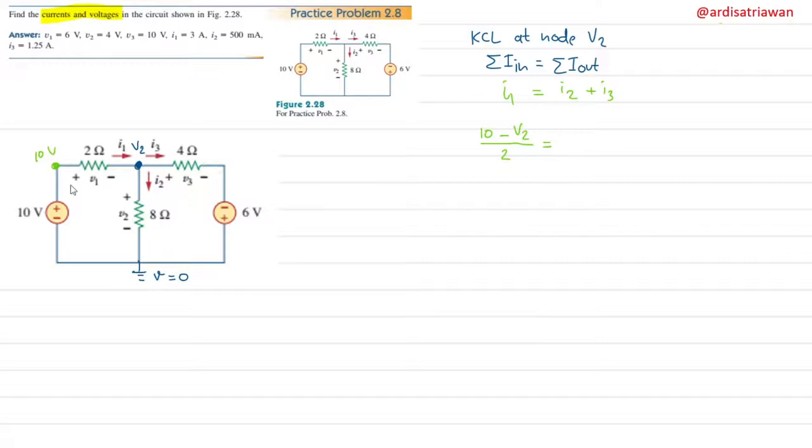And then for I2, it is V2 divided by 8, right? It is V2 minus the voltage here, but it is 0, so I don't need to write it. It is V2 divided by the resistance, which is 8. I3 is here, it is between V2 and this is 6, but the polarity of positive is here, so the value of the voltage here will be minus 6. So I'll have V2 minus minus 6 divided by the resistance, which is 4.